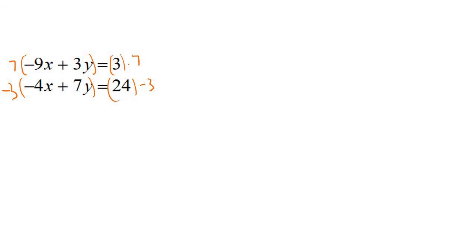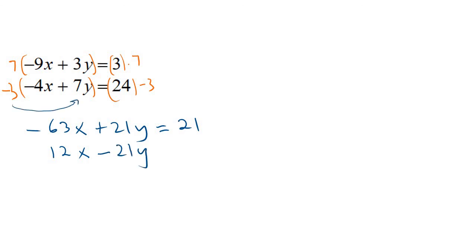All right, so let's do that. We're going to multiply by 7. So 7 times -9 will give us -63x. 7 times 3 will be plus 21y. And then -3 times -4 is positive 12, not negative. Sorry about that. So that will be 12x. And then minus 21y. And then 24 times 3 is 72, will be a -72. Now I'm ready to add them together.